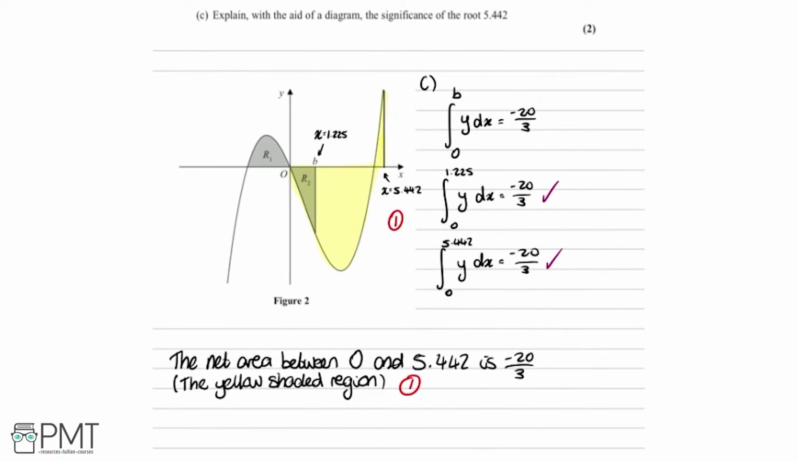There are also other possible answers you could give for why x equals 5.442 is significant. For example, that between x equals minus 2 and x equals 5.442, the area above the x-axis is equal to the area below the x-axis. And there are some other statements like that you could give. However, this is the one that I chose.